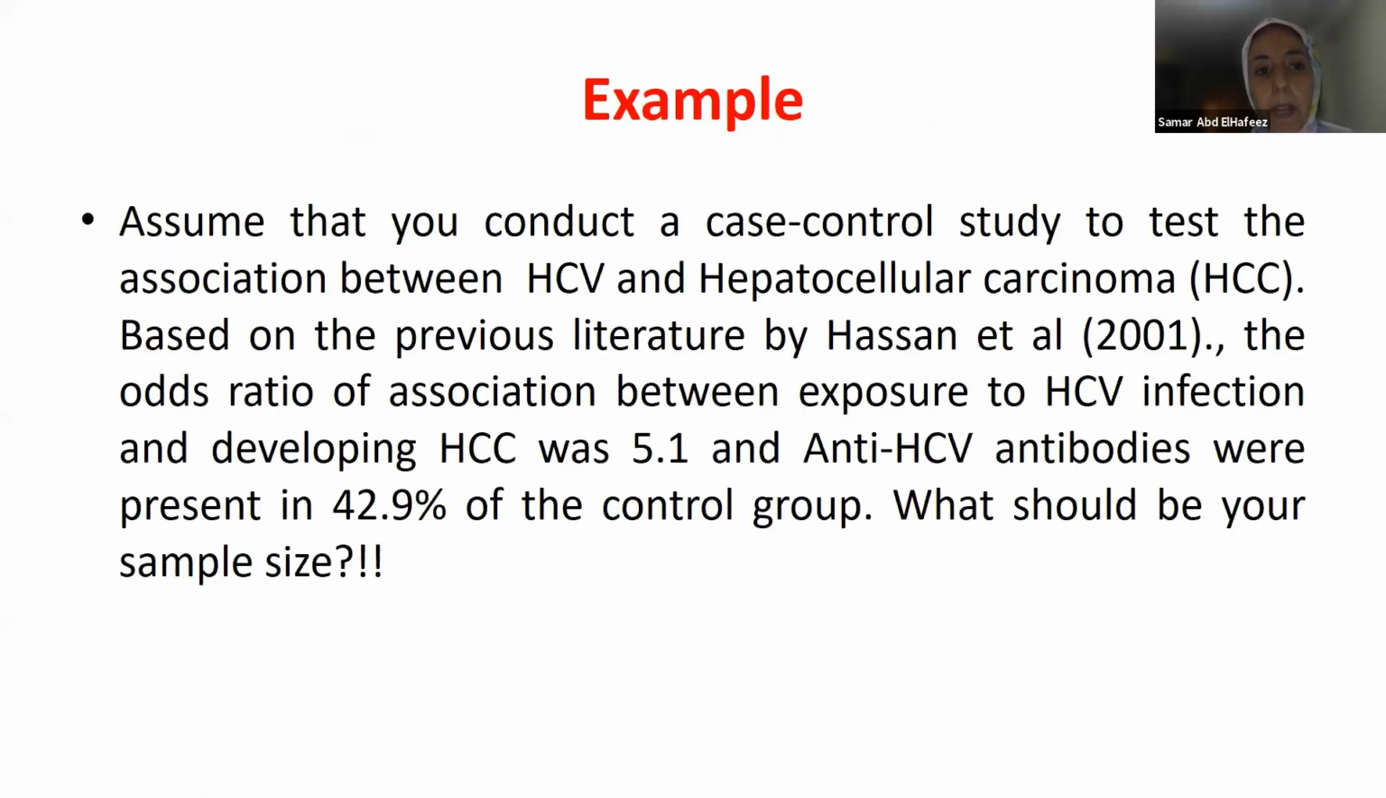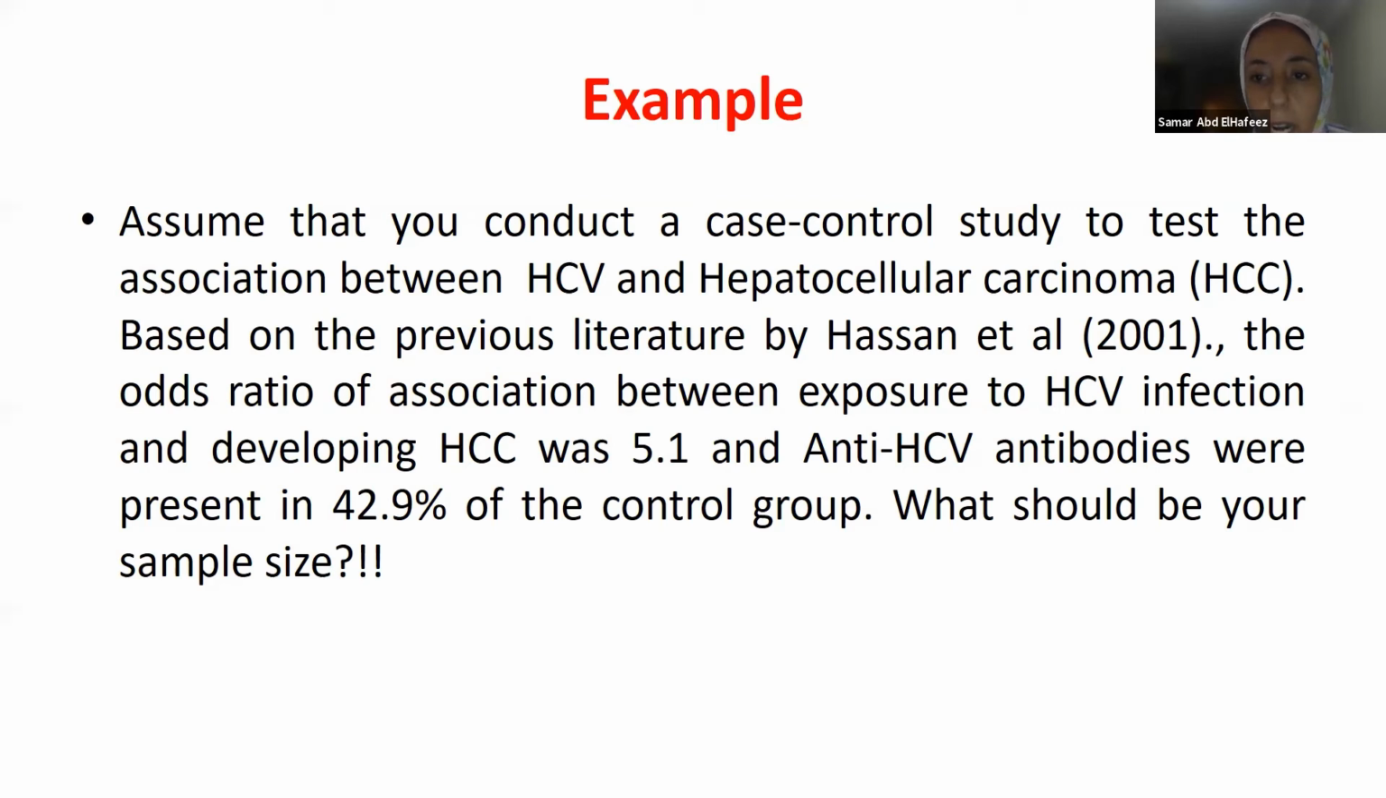Let's take another example. Assume that you conduct a case control study to test the association between hepatitis C virus and hepatocellular carcinoma. Based on the previous literature, and this is the reference, the odds ratio of association between exposure to hepatitis C virus infection and developing hepatocellular carcinoma was 5.1. And the anti-hepatitis C virus antibodies were present in 42.9% of the control group. So what should be your sample size?